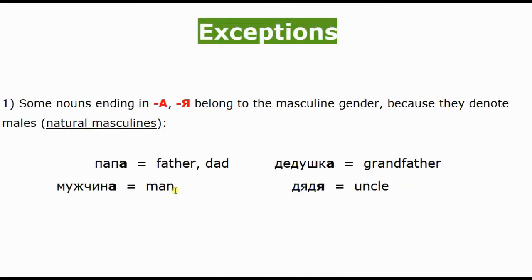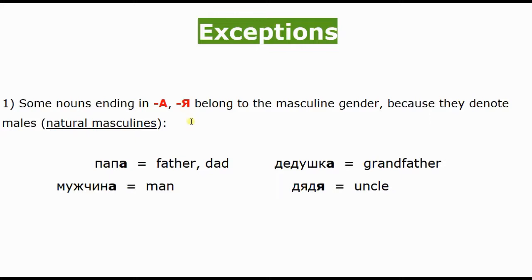So the first exception is that some nouns, I'm not talking about all, but some nouns ending in vowels, which is а and я, may belong to the masculine gender. We've already seen in the beginning of this video that nouns ending in а and я correspond to the female gender, but there are some exceptions like this, when these nouns ending in а and я may correspond to the masculine gender.